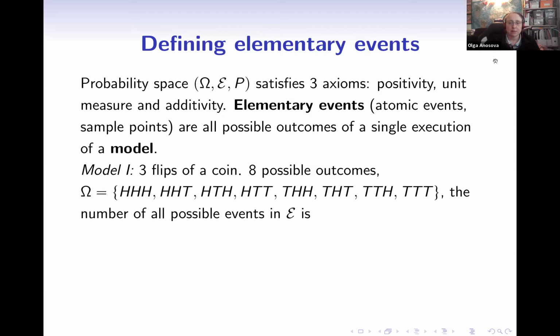But the basic blocks of everything are elementary events, which are also called atomic events or sample points, and they're just all possible outcomes of some kind of model which is run once. Well, here is a very, very basic example in front of us. Suppose we are dealing with flips of a coin. Suppose we have 8 possible outcomes all in front of you.